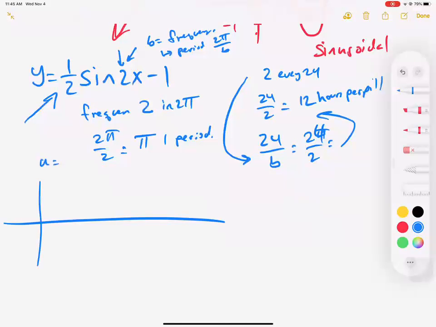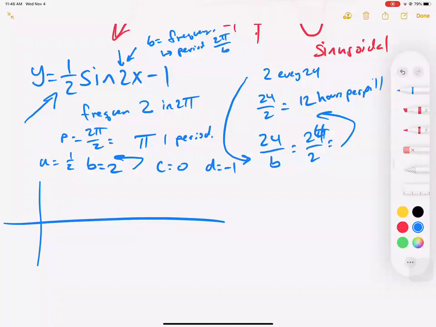So let's go ahead and write this out. We have A equals 1/2. B is equal to 2, which gave us the period of pi. That looks terrible. Let me rewrite that. 2 pi over 2, which is just pi, and that's our period. Our C value is 0 because no parentheses, no C. And our D value is -1.